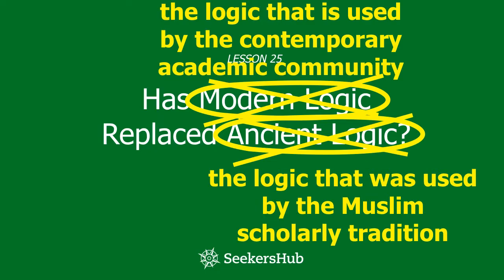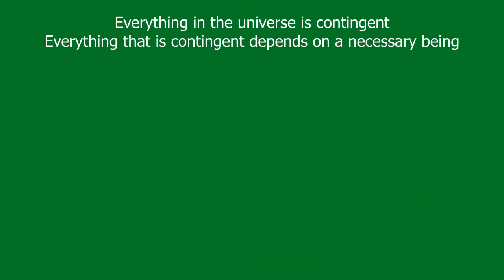And let's take an example of an inference that is used in the Muslim scholarly tradition. So here's an important argument that we will study in great detail in our follow-up course on Islamic theology. And the argument goes as follows. This is a syllogism. This is a categorical syllogism which we've studied in this course on Islamic logic. And it goes as follows. Everything in the universe is contingent, and everything that is contingent depends on a necessary being.